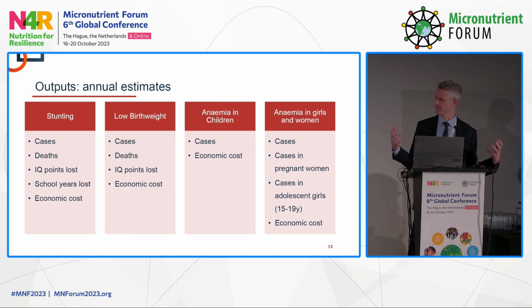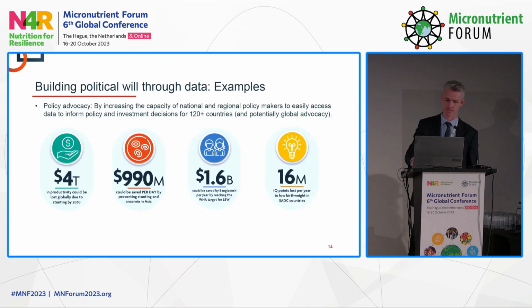The data that comes out of this tool is fairly vast and instantaneous, and provides information on the number of cases, as well as mortality, some human capital outcomes, as well as mainly the economic costs of malnutrition under these pillars for all of the countries in the tool. These data points, as we've said, we think can be really powerful for building political will and for advocacy.